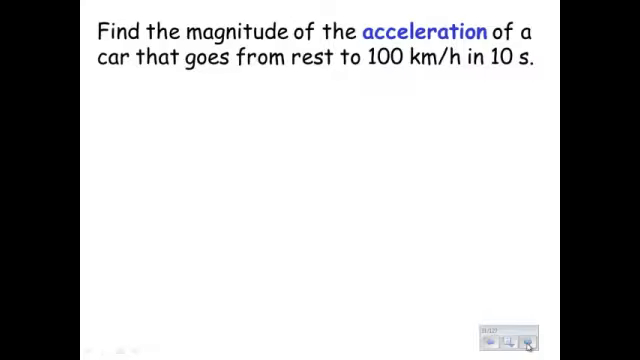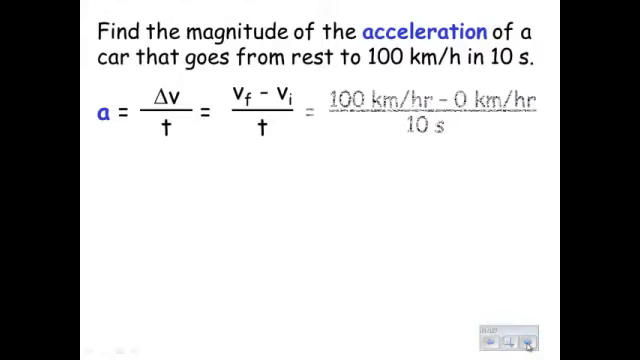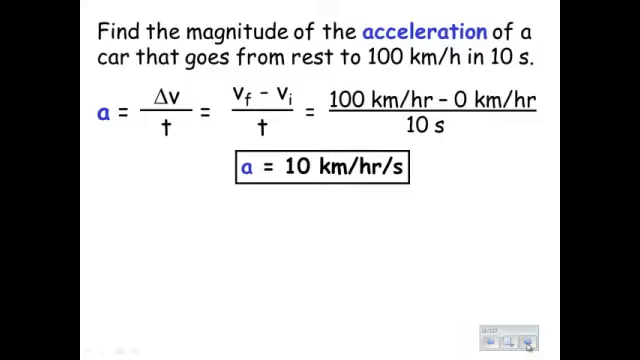A sample problem. Find the magnitude of the acceleration of a car that goes from rest to 100 kilometers per hour in 10 seconds. My first step is to write my equation. This equation can be found right on the reference table. Acceleration is equal to change in velocity over time, which translates to final velocity minus initial velocity divided by time. Next, substitute numbers and units. 100 kilometers per hour was my final velocity, minus my initial velocity of 0 kilometers per hour, divided by 10 seconds, gives me an acceleration of 10 kilometers per hour per second.